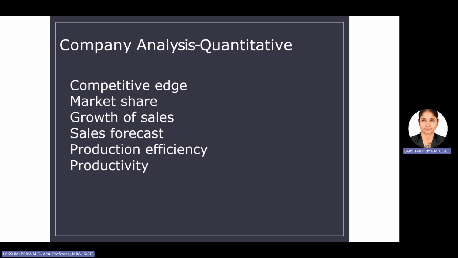For this purpose, he needs to forecast sales. So how does he have to forecast the sales? There are many ways for forecasting sales. For example, by fitting a trend line, either linear or non-linear, whichever is suitable.